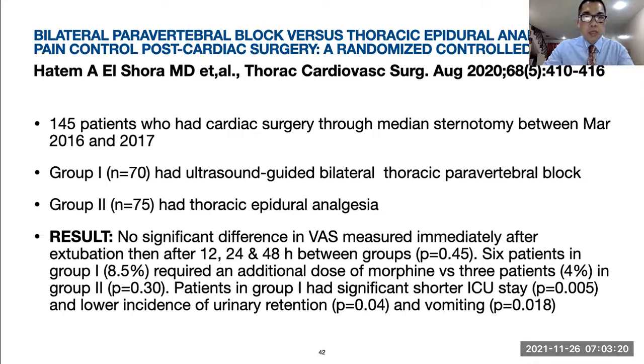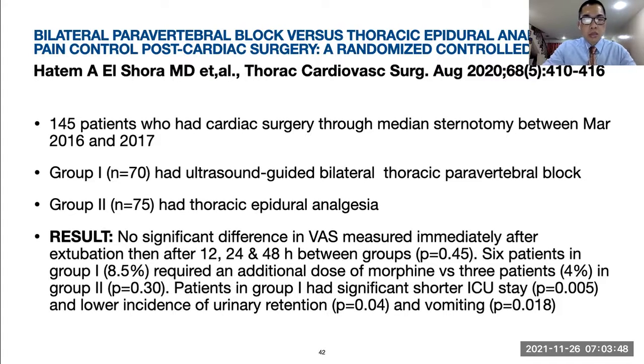In a study by Dr. L. Shora regarding the bilateral paravertebral block versus thoracic epidural for post-cardiac surgery, a randomized controlled trial, 145 patients were included in the study. Group 1 had ultrasound-guided bilateral thoracic block, and Group 2 had thoracic epidural analgesia.